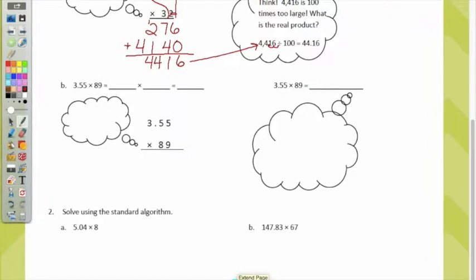So round it first. 4. Why do you say 4? Because I underlined a 5 and it's above the midpoint, so 3 becomes a 4. We're dropping off the decimal. 89 rounds to 90. So we have 361s. Good. So what would I put in my thought bubble here?